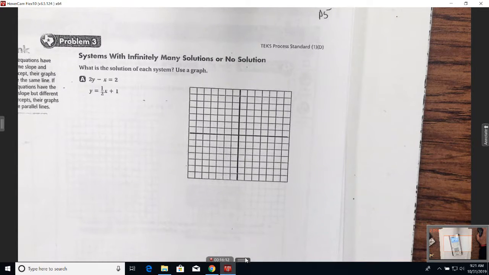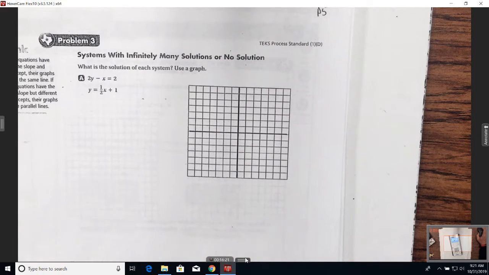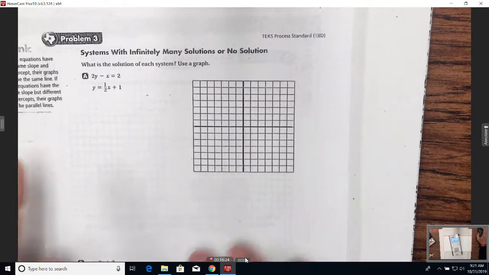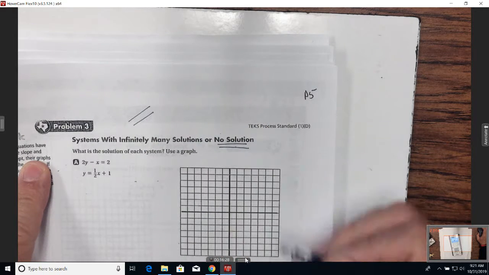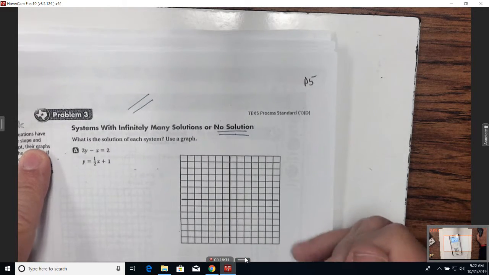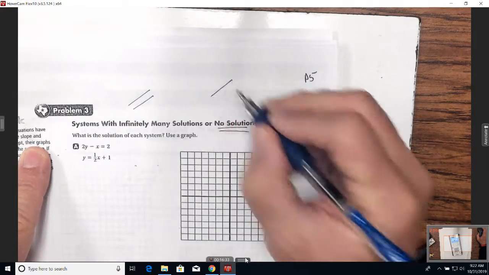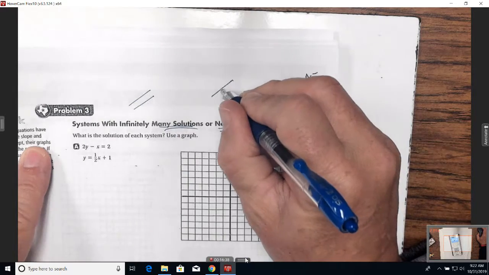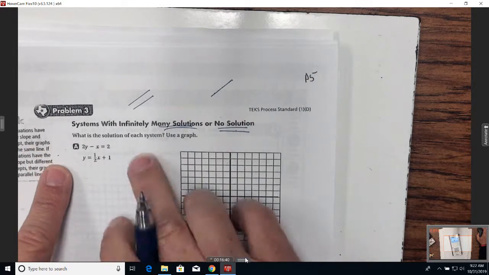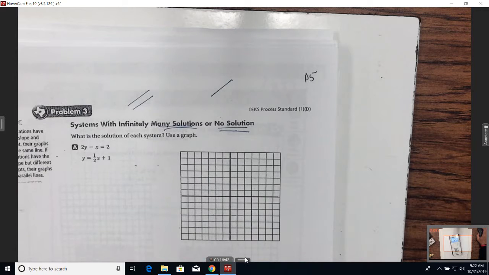Problem 3. We're looking at systems with infinitely many solutions or no solutions. So when do you have an answer to a system of equations that have no solutions or infinitely many solutions? Well, once again, if I were to graph these and they're parallel, that means no solution. If I graph these two lines and they're right on top of each other, that means infinitely many solutions because they share every point.